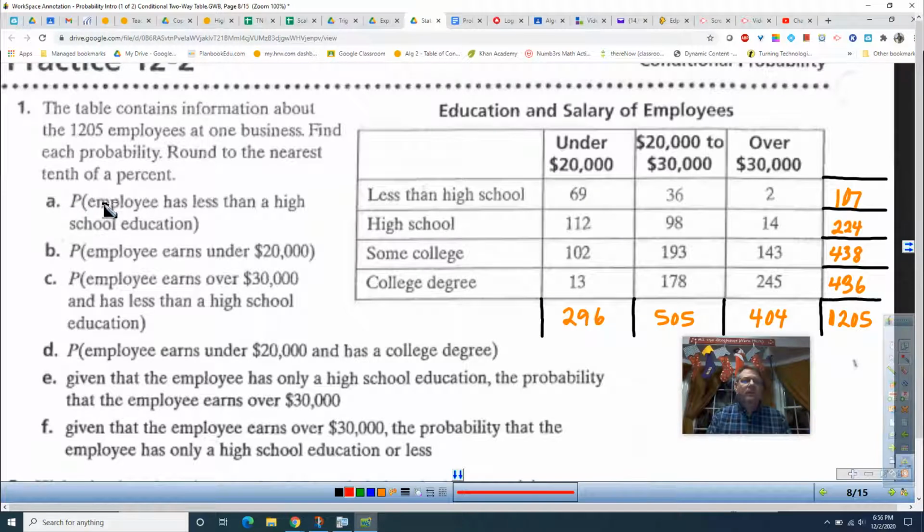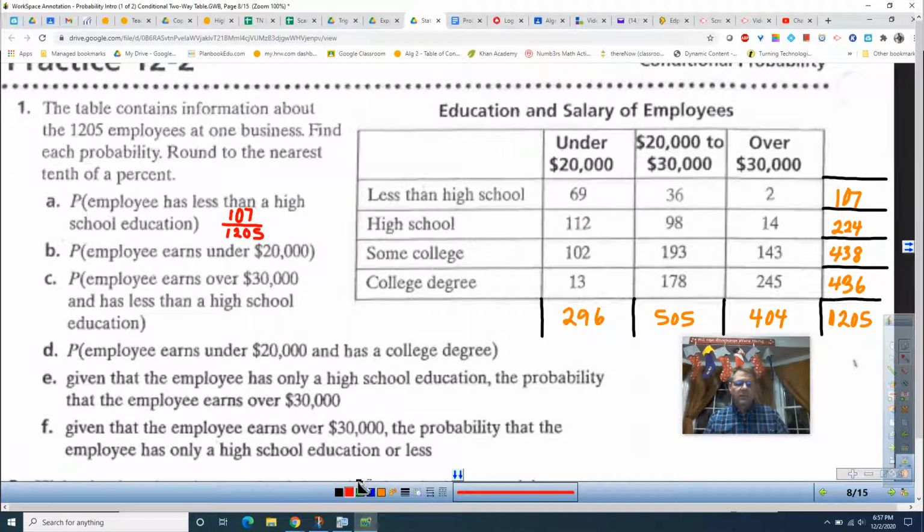So what's the probability that if you picked a random employee, that person has less than a high school education? So this is out of the entire business, right? So the bottom number is going to be 1,205. Now, how many employees have less than a high school education? Each of those, and those total up to 107. So it'd be 107 divided by 1205.